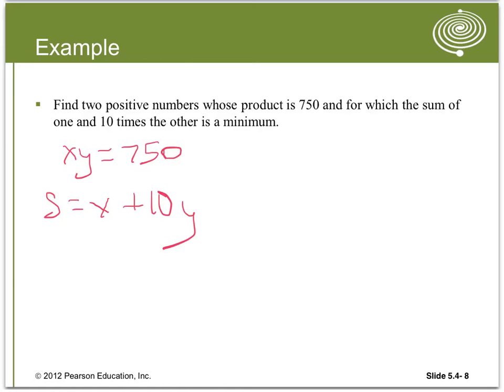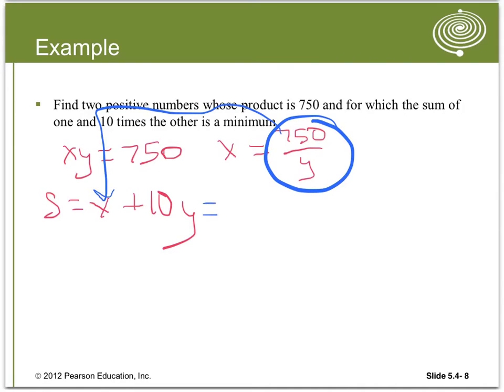So if we want that to be a minimum, I need to change how I have this written. So I'll rewrite, oh, that maybe got cut off. Let me start over. So I'll rewrite that as x equals 750 over y, so that now I can use substitution to put that in for my x value right there. So s really is 750 over y plus 10y. And I want that equation to be minimized.